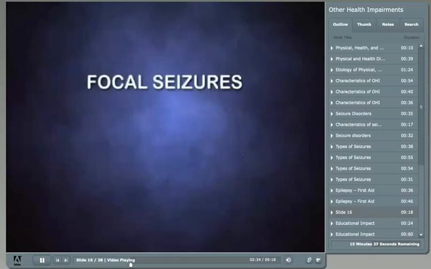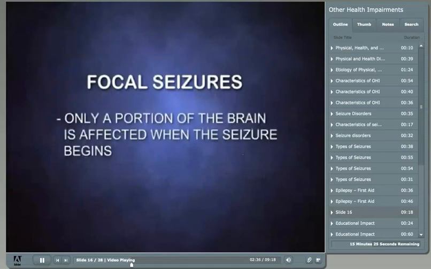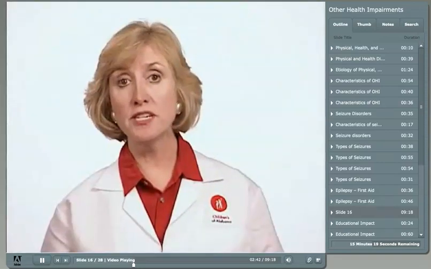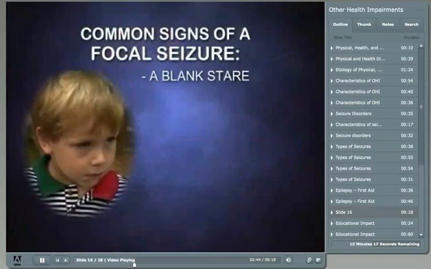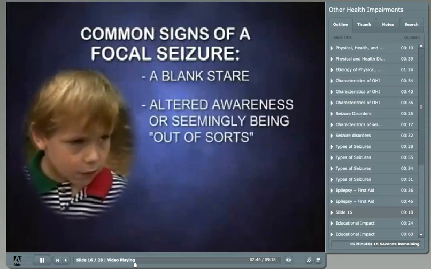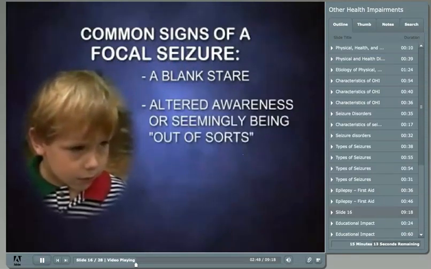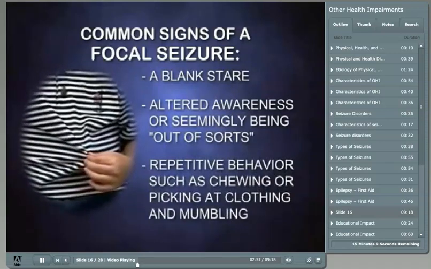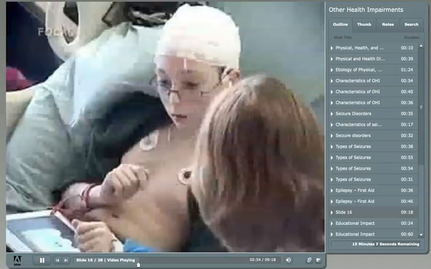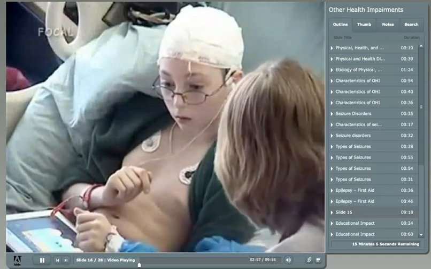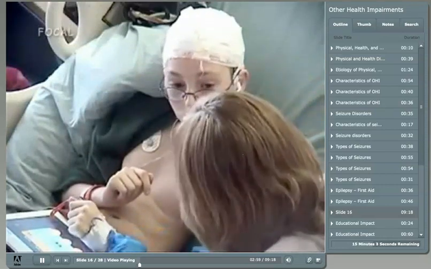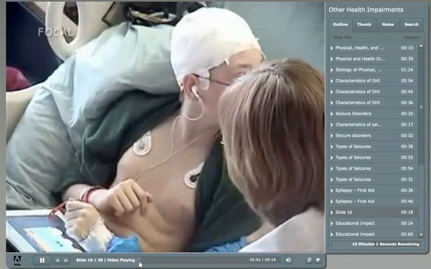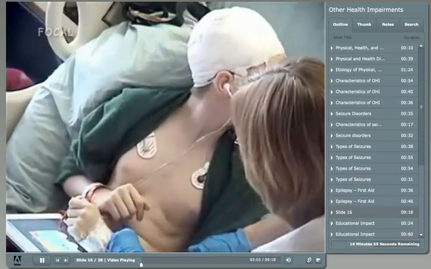Focal seizures are also called partial seizures because only a portion of the brain is affected when the seizure begins. Common signs of a focal seizure include a blank stare, altered awareness or seemingly being out of sorts, repetitive behavior such as chewing or picking at clothing, and mumbling. In this example, the boy's eyes are open, but he is unaware of his surroundings. He is unable to follow simple commands.